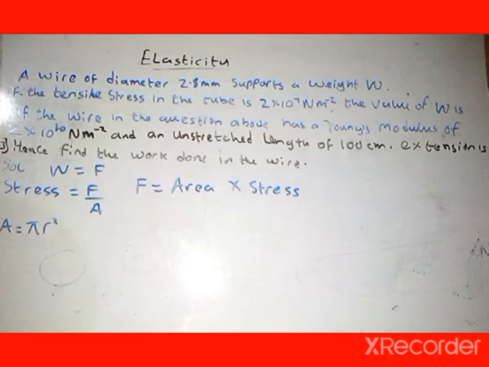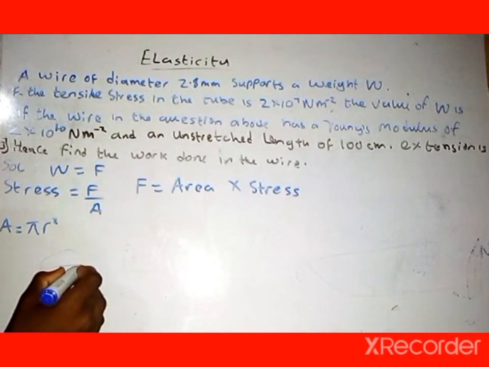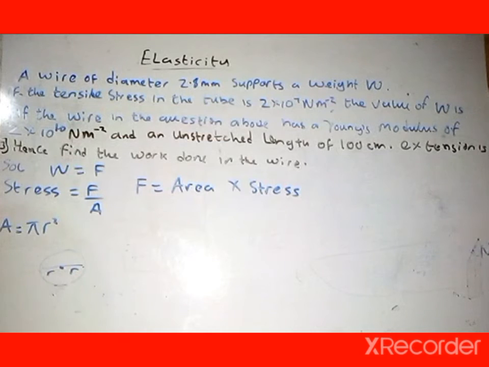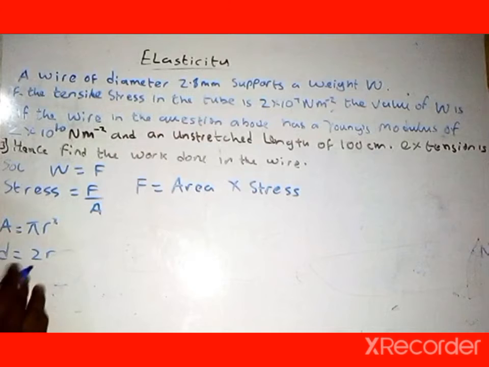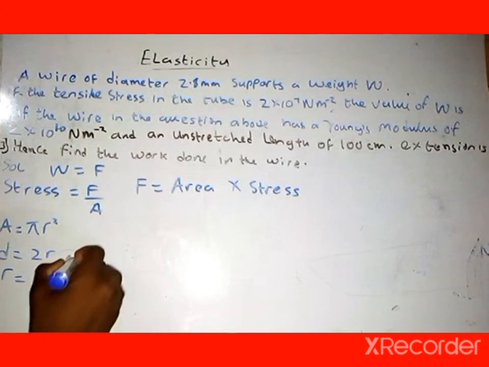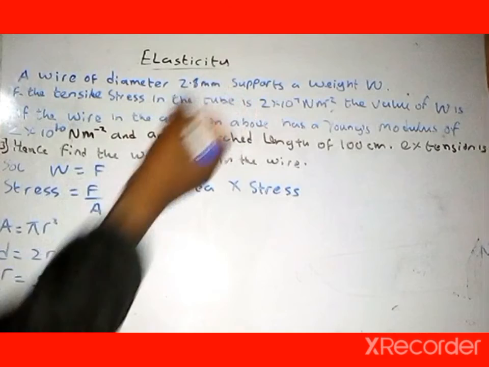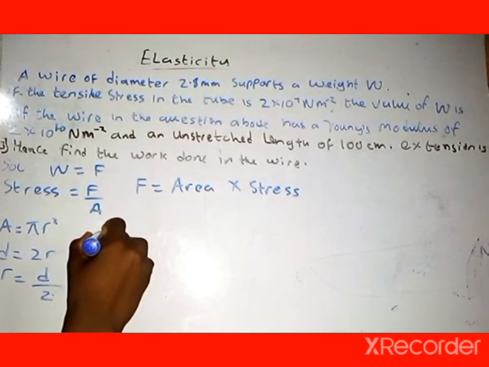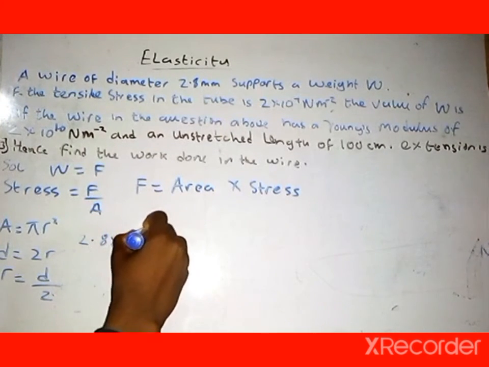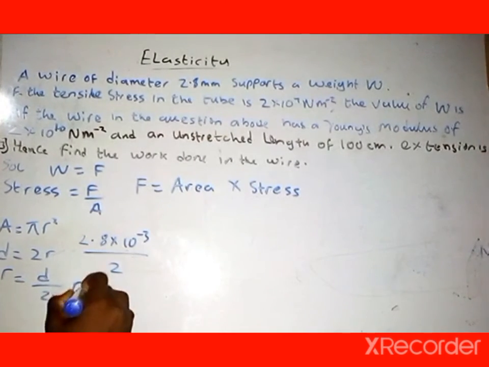You know that when we have a circle like this, this is the diameter, this is the center. So from this point to this place is the radius. This is also radius. So diameter is 2 radius, hence radius will be equal to diameter over 2. So let's try to calculate our radius. Since this is in millimeter, we say 2.8 times 10 raised to the power minus 3, so it will now be in meter, over 2. Then we will get our radius.